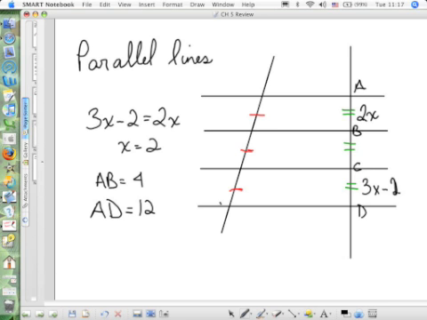Will they ever do angles with them? I mean, we could. We know alternate interior, vertical, but same side, no. I'm using it for segments.